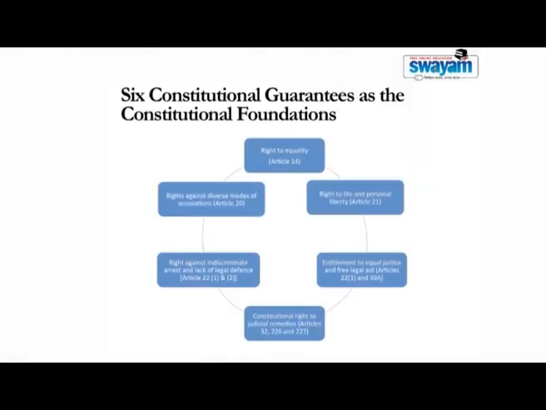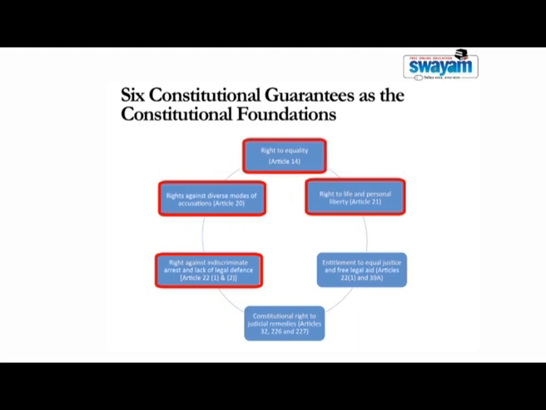Now, the six constitutional guarantees that can be described as the constitutional foundations are: a right to life and personal liberty; a right against diverse modes of acquisition; a right against indiscriminate arrest and lack of legal defense; right to equality; entitlement to equal justice and free legal aid; and the sixth is the constitutional right to judicial remedies.